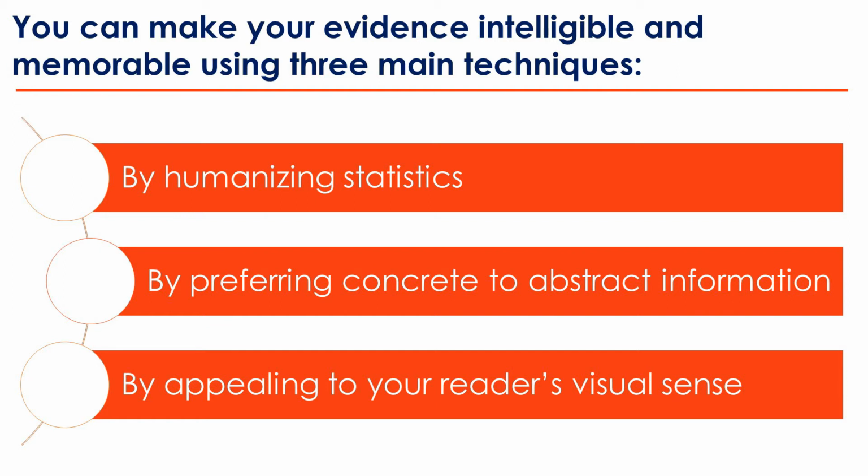Second, you can prefer concrete to abstract information. And finally, you can appeal to your reader's visual sense. So let's break these three approaches down, beginning with the importance of humanizing statistics. Now, imagine that you've got the results of a survey on employees' relationship to both their job and their employer, and you want to emphasize to your readers just how dire and unflattering these survey results are.